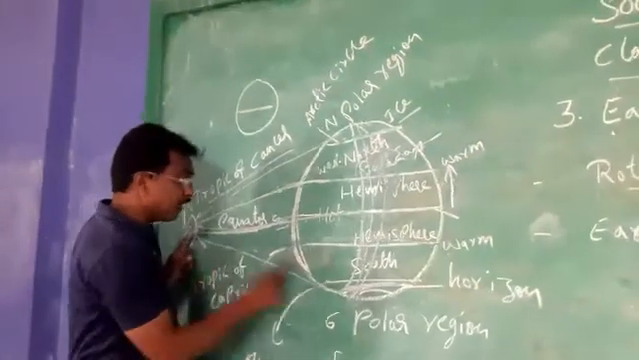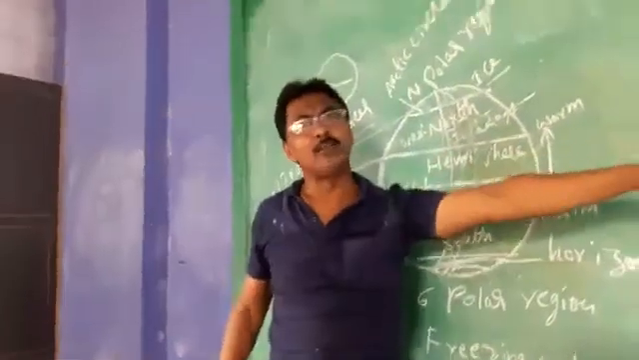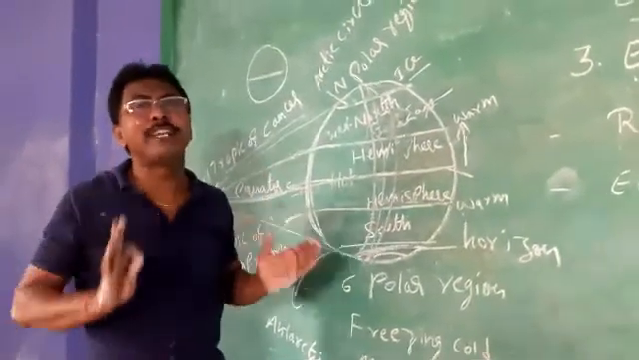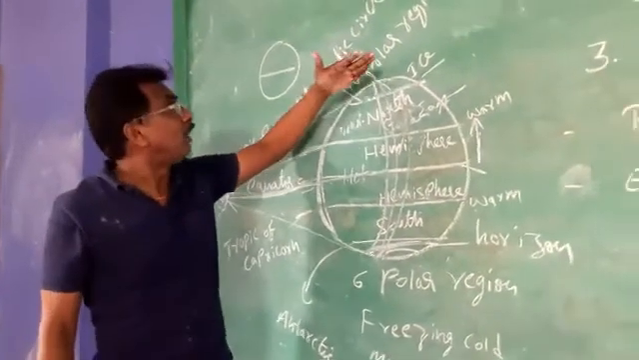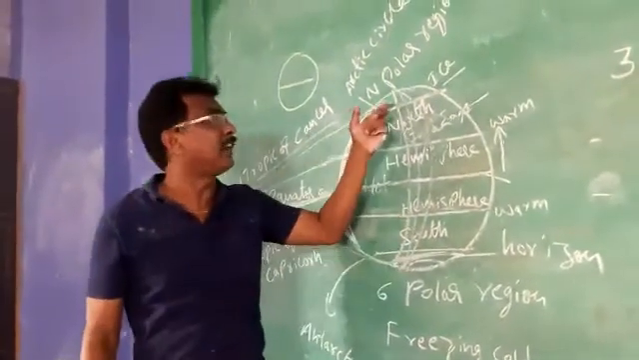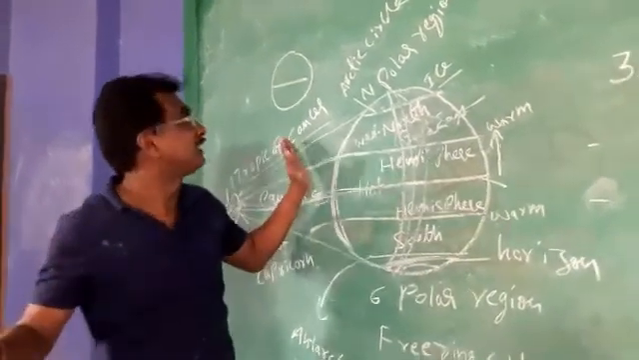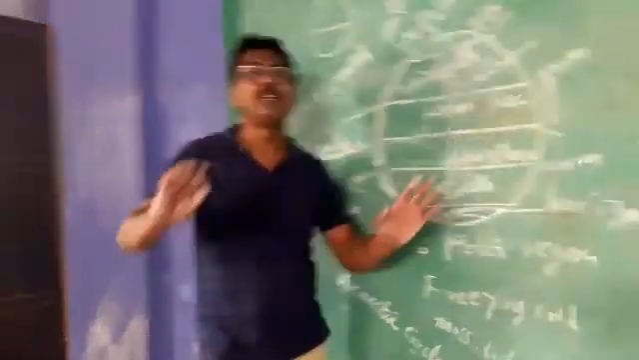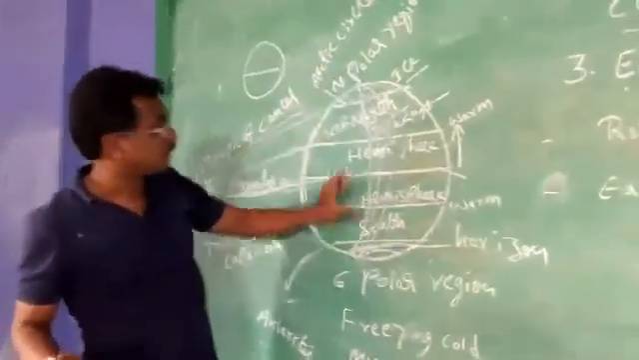And here and here, the whole day will be horizontal only. That's why only light they will get, but they will not get heat. Because of this, the north pole and south pole areas are not getting heat, only light. That's why they are totally frozen here and here. It became ice, totally freezing, cold. So the north pole and the south pole are cool.